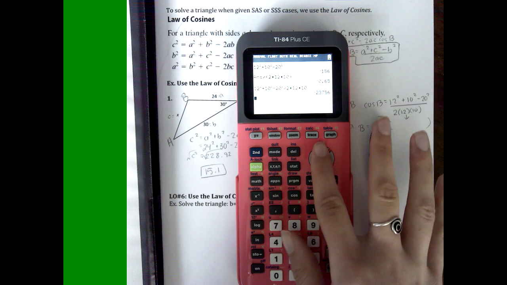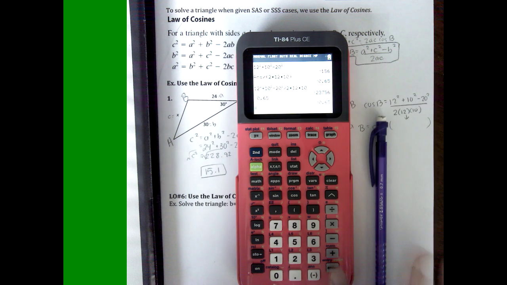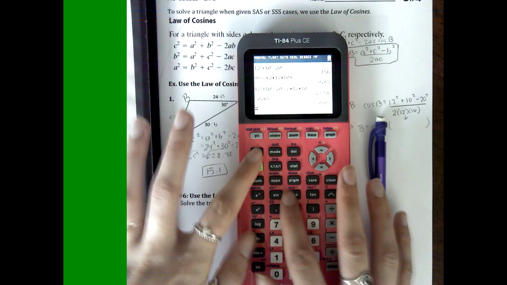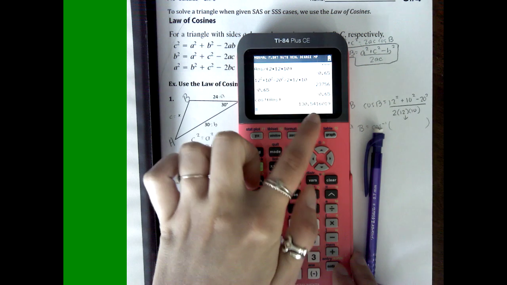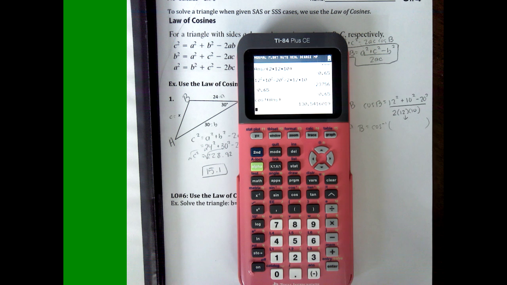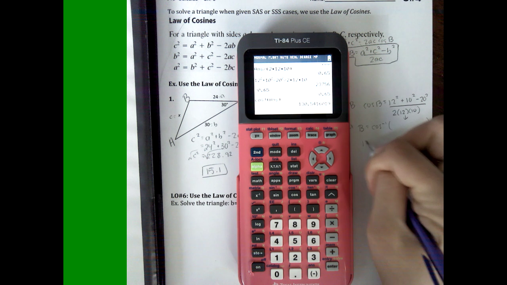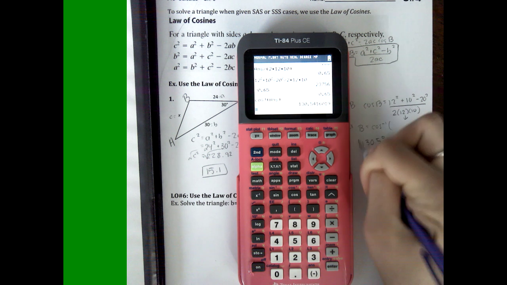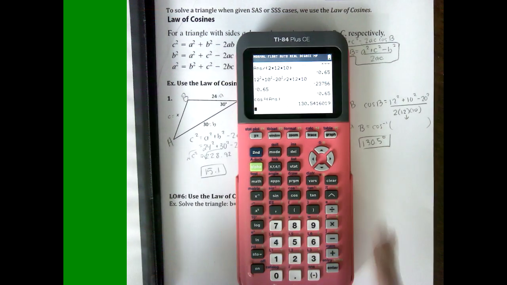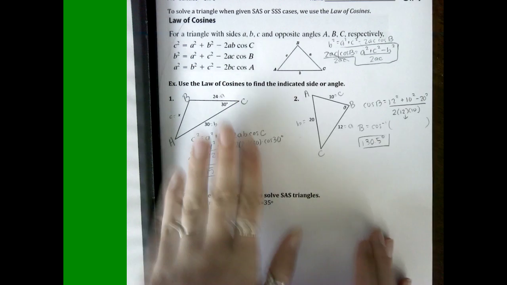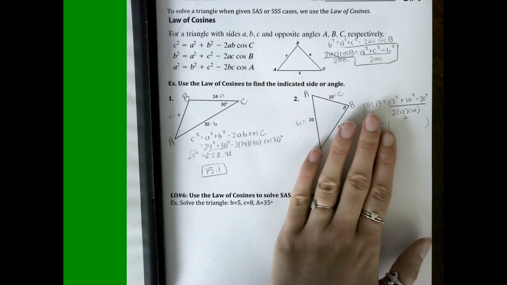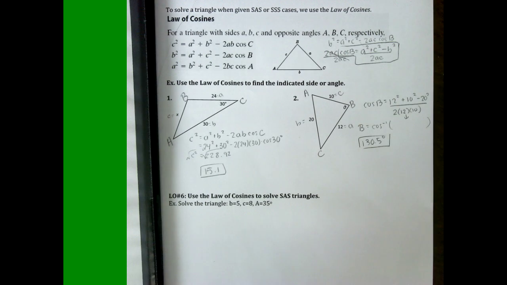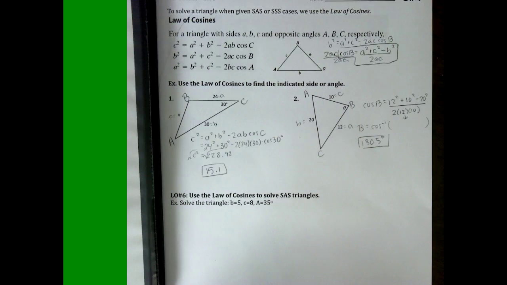Be careful. Okay, so now I'm going to get this one back. Then I need to do inverse cosine of that answer. Inverse cosine of that, and I'm getting 130.5 degrees. So this is how you use law of cosines to find a side. This is how you use law of cosines to find an angle. So now we're just going to practice both of these situations, all the way through.